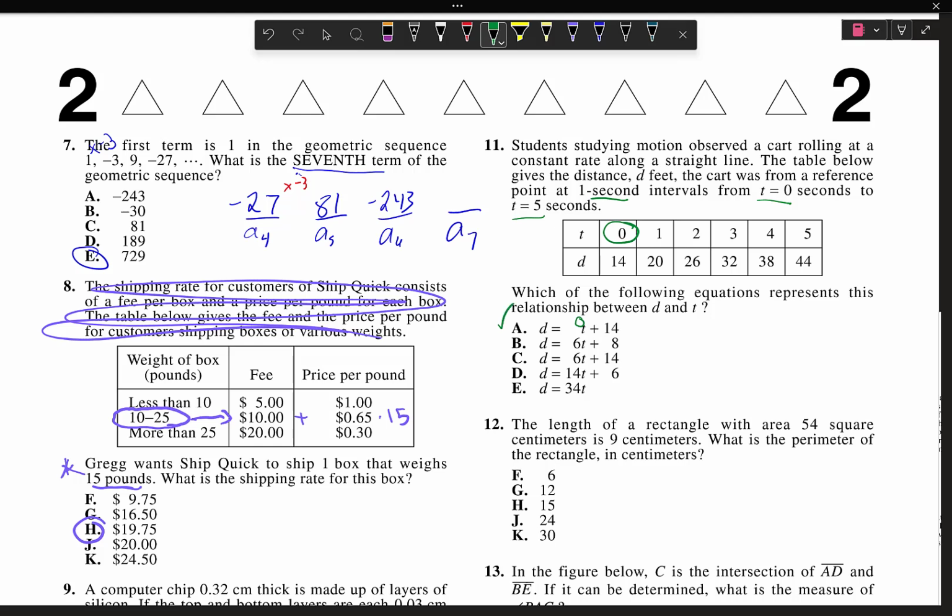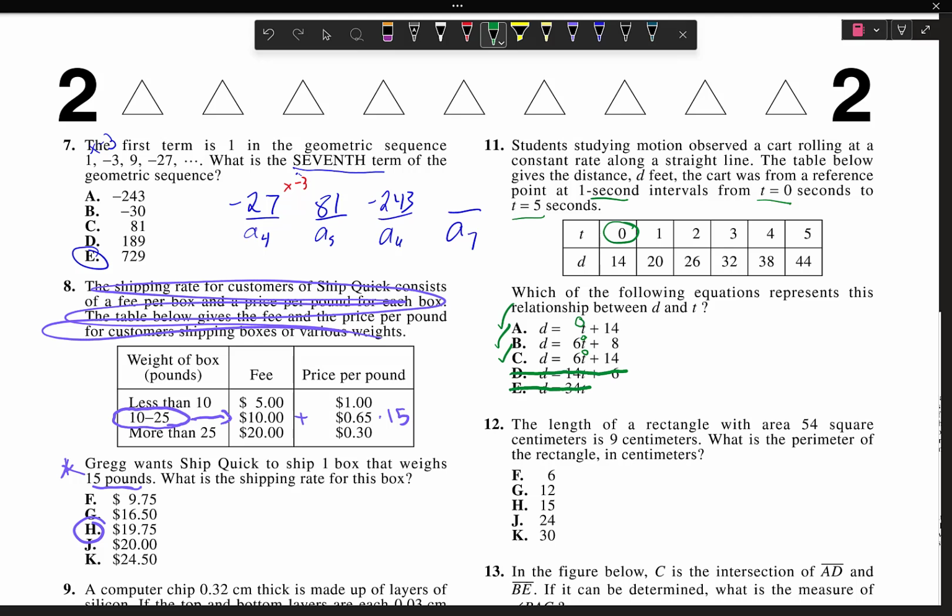We take 0 and substitute it for t here. 6 times 0 is 0, plus 8 is 8. 6 times 0 plus 14 is still 14. We're not ruling a whole lot out. This one we can rule out here, though. 14 times 0 is 0, plus 6 is 6, and then 34 times 0 is 0. So it's one of these three.